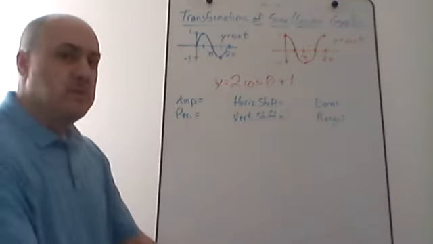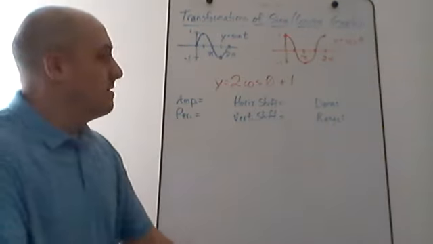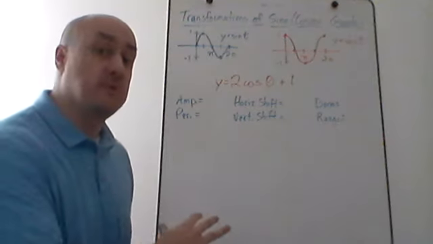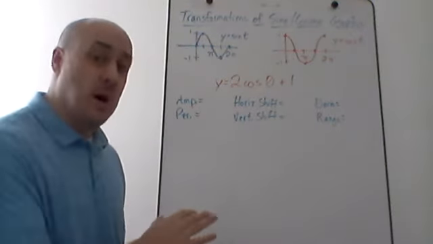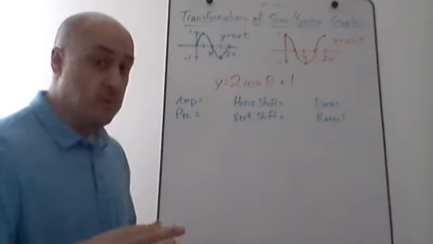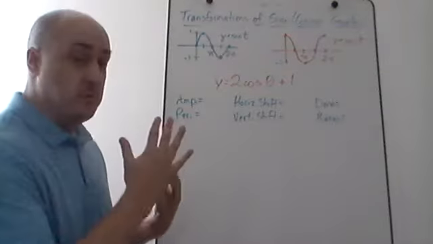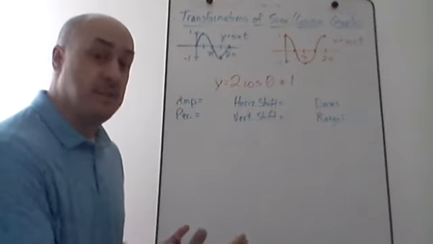Alright, in this video I'm going to do some examples of the transformations of sine and cosine graphs. Now if you didn't watch the other video where I explained the rules for the transformations, I would advise you to watch that video first before you see this one, so you understand what those rules are, because in this one I'm just going to use those rules to graph these functions.